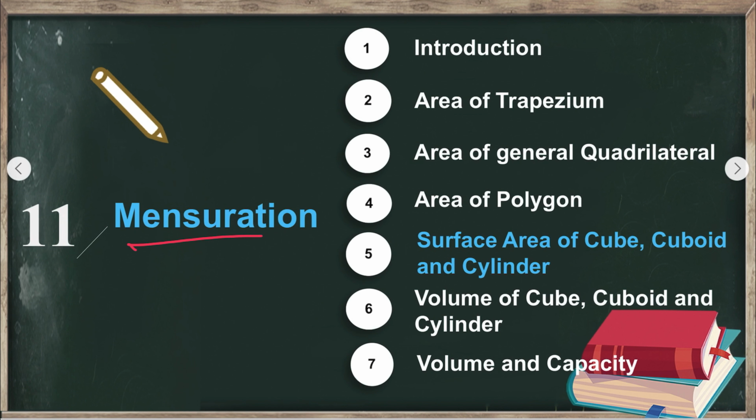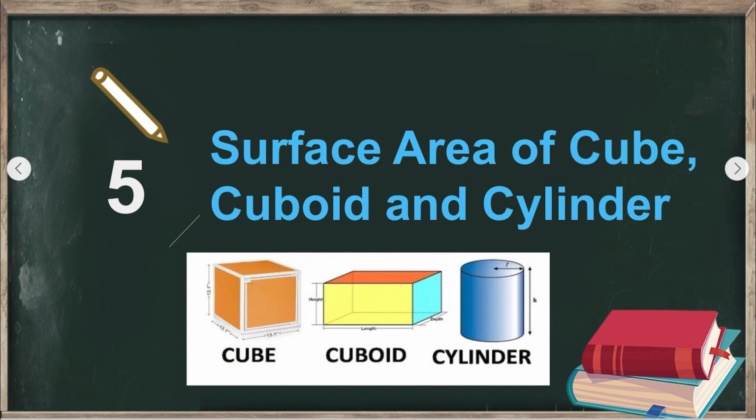The chapter number 11, mensuration, is divided into a total of 7 subtopics, out of which we have already covered the first 4 subtopics in the previous session. Here we are studying subtopic number 5, which is surface areas of cube, cuboid and cylinder. So let's start. The topic is surface area of cube, cuboid and cylinder.